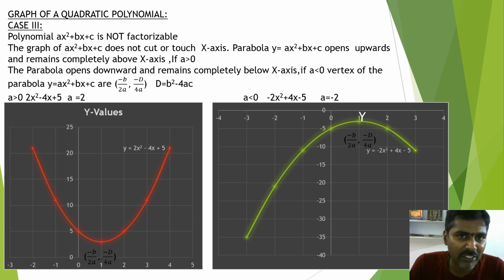Case 1, different factors: it touches the x-axis at 2 points. Case 2, equal factors: it touches the x-axis at only 1 point. And case 3, not factorizable: it doesn't touch the x-axis.